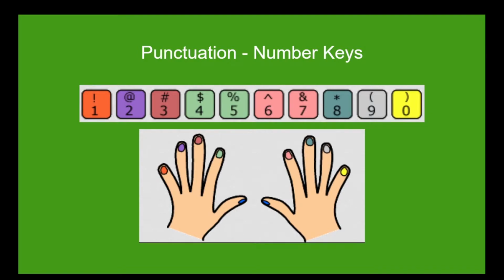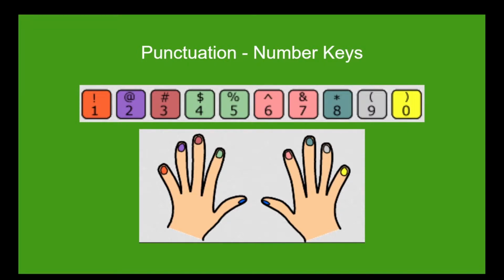Let's also take a look at the punctuation keys in the number row. So let's take a look at the punctuation key above the number 1. This is the exclamation mark, and I'm sure you have seen it before. It's used at the end of sentences when you want to show strong emotion. On number 2, the symbol above that is the @ key, and this is used for emails. On number 3, the symbol above that is the pound key, and that is used to show numbers.